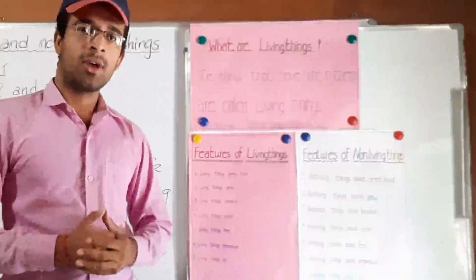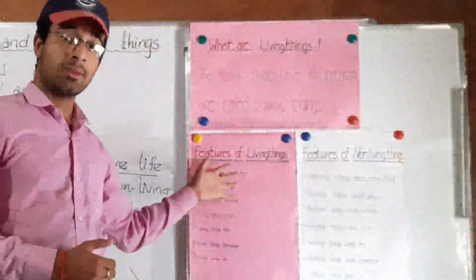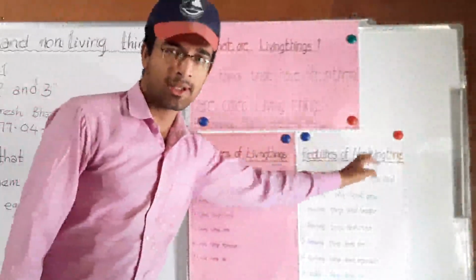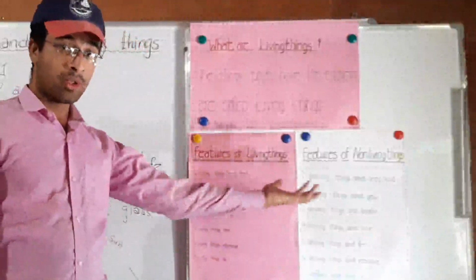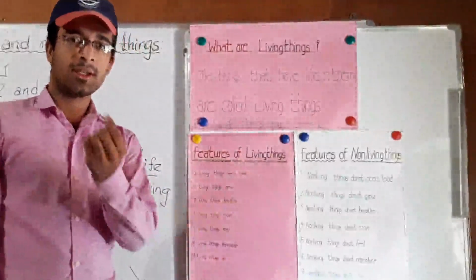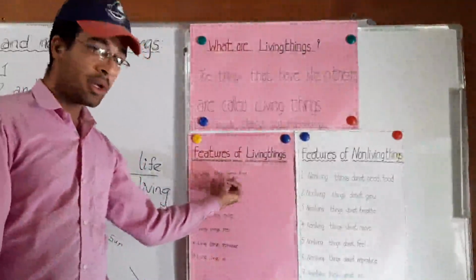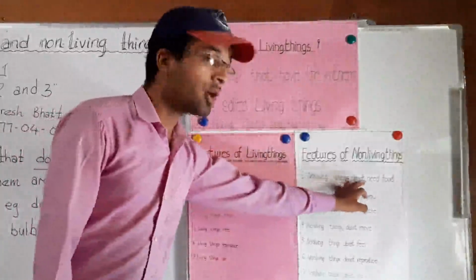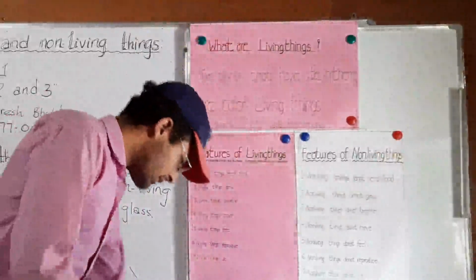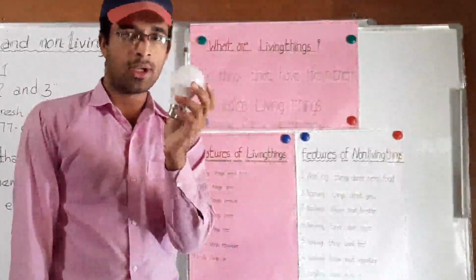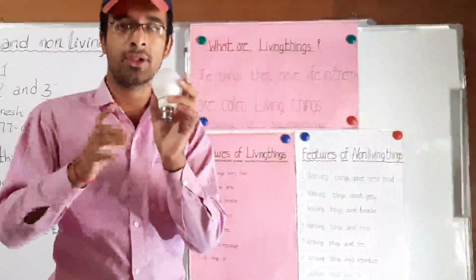Okay students, we discussed some features of living things. In the same way, we discuss the features of non-living things. In the features of both living and non-living things, there is a slight difference. Living things need food, but non-living things do not need food. For example, can a bag need food? No, it doesn't, because it is a non-living thing.